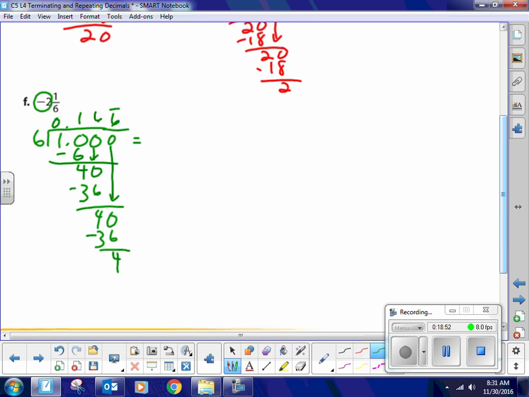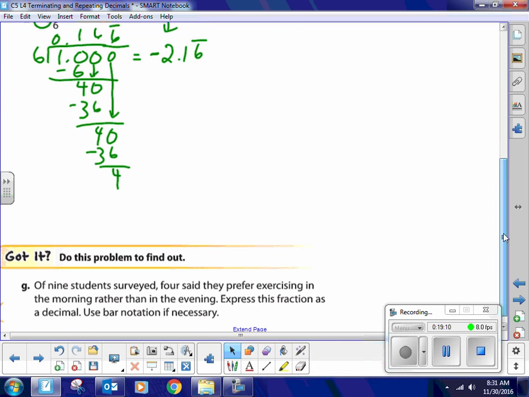So now remember, you got to put this 2 back in. So it's negative 2.16 with a bar over top of it. Okay? That's how I do it. I don't turn it into an improper fraction. If you feel better about turning it into an improper fraction so you don't forget the whole number, I'm fine with that. All right, let's go over here.